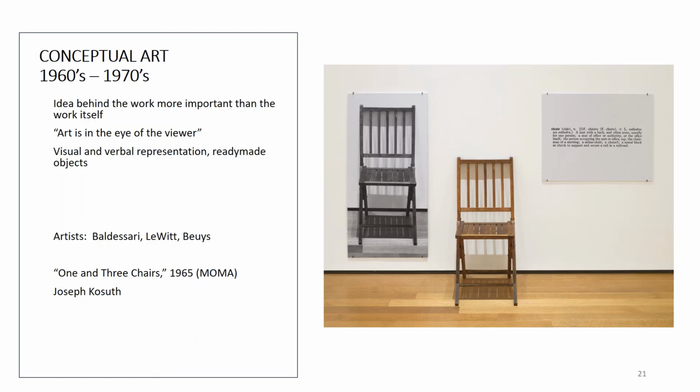MoMA in New York. One and Three Chairs shows three different examples or concepts of a chair. We have the photograph of a chair, we have the actual chair, and we have the dictionary definition or the verbal representation of a chair. So all three objects are the same chair or could be defined as a chair or explained or conceptualized as a chair. It just depends on the eye of the viewer.